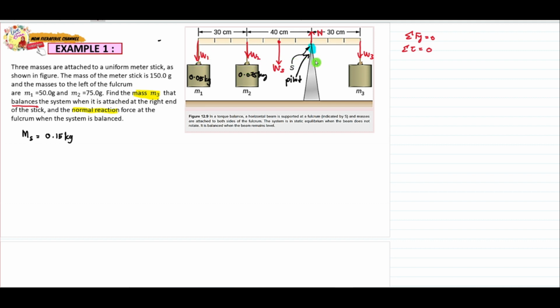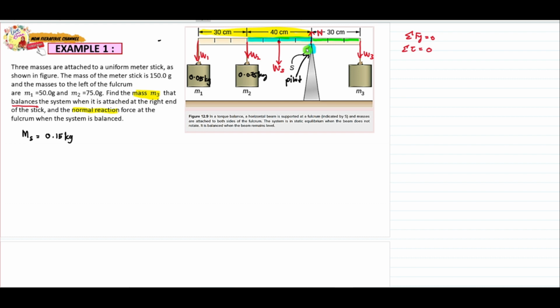So the distance from the pivot is, we can see, 70 cm here. Okay, and the position of W2 is the same, no problem, we can just look here, which is 40 cm, and then we have mass 3 which is 30 cm from the pivot. And how about the weight of the stick?